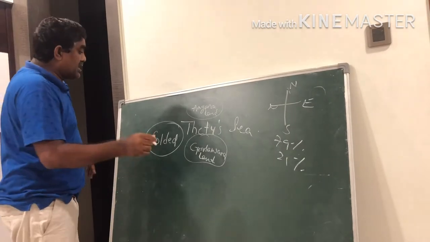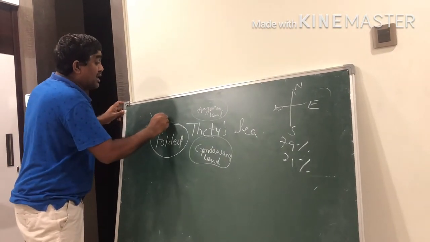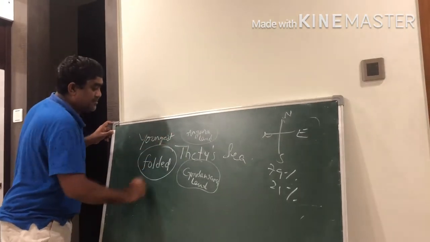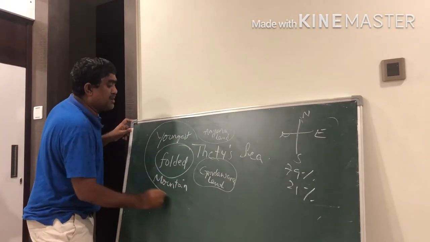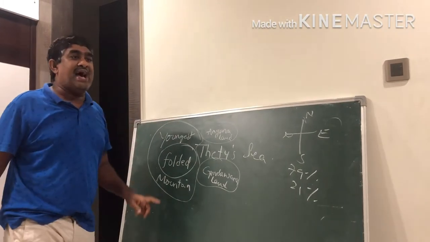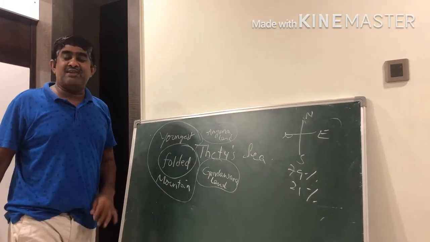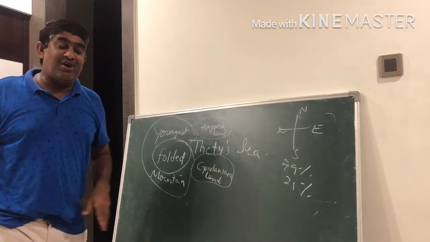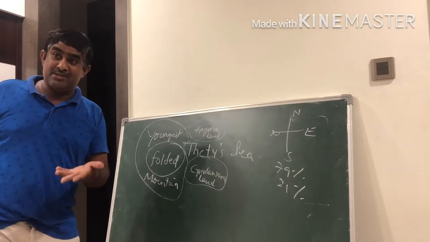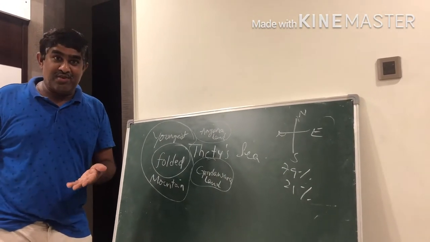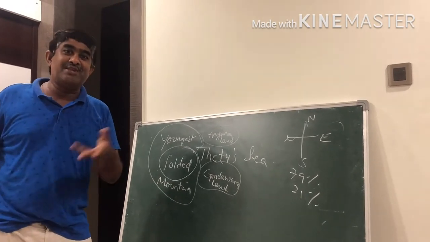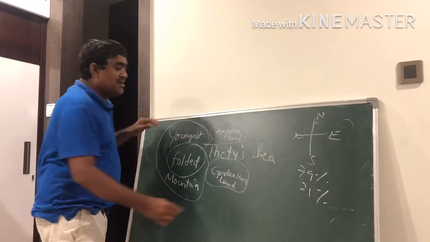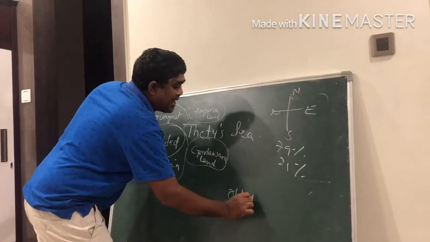Folded mountains. That's why the Himalayas are called the youngest folded mountains. What do we call the Himalayas? Youngest folded mountains. Very important bit. Youngest folded mountains are the Himalayas. Then the question arises, sir, what is the youngest? Then what is the oldest? So if youngest is there, simultaneously oldest should be there. What are the oldest folded mountains? Yes, the oldest folded mountains are Aravali.